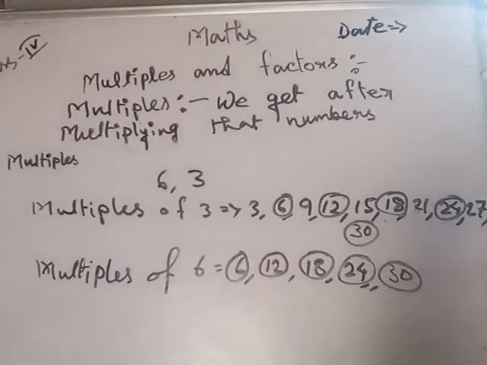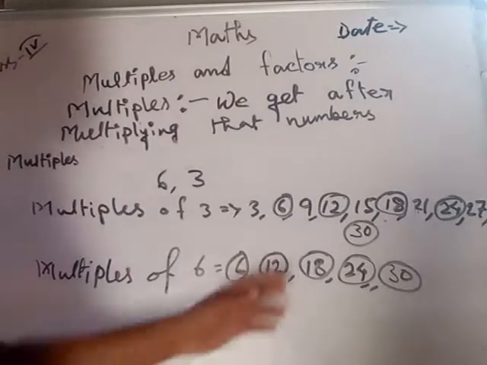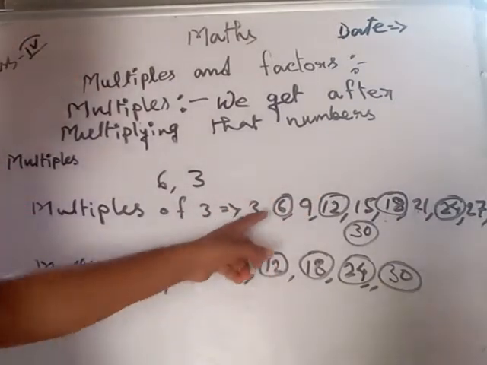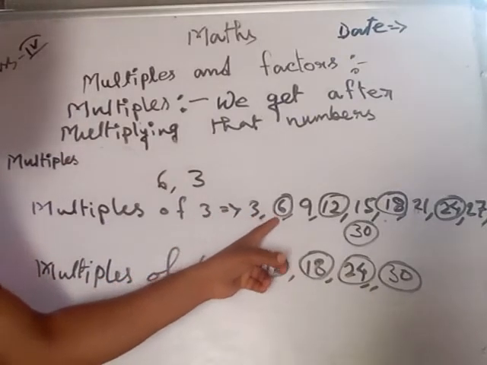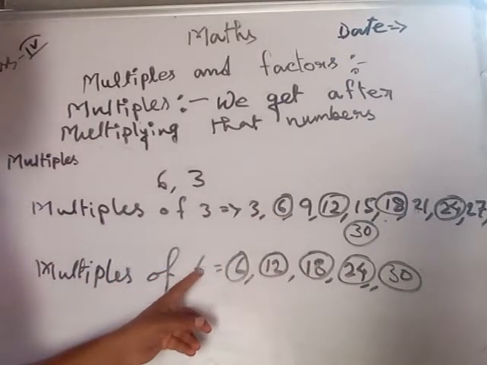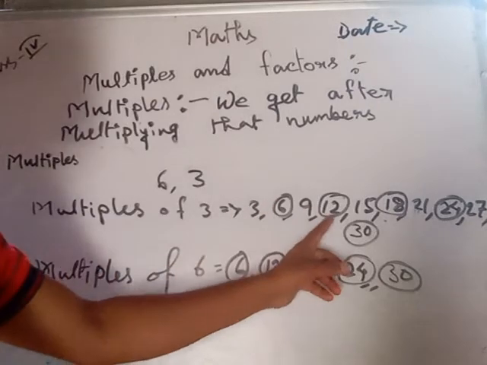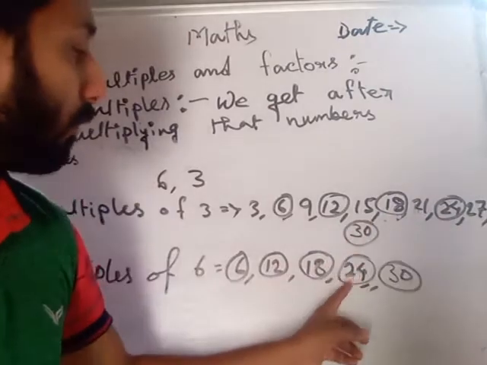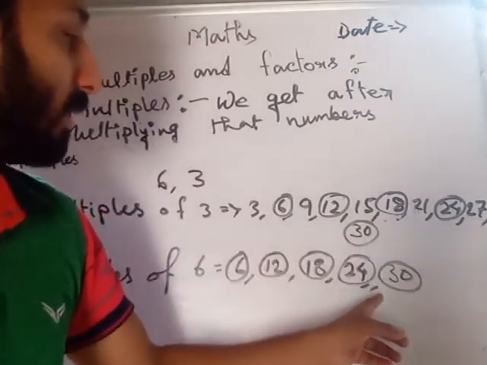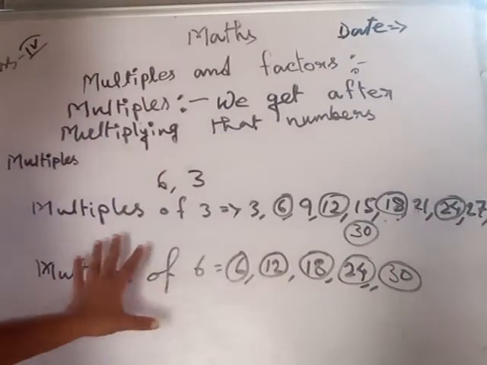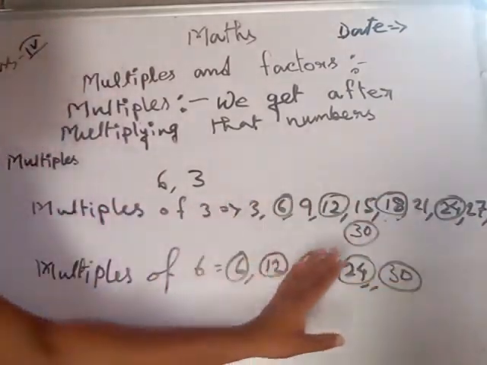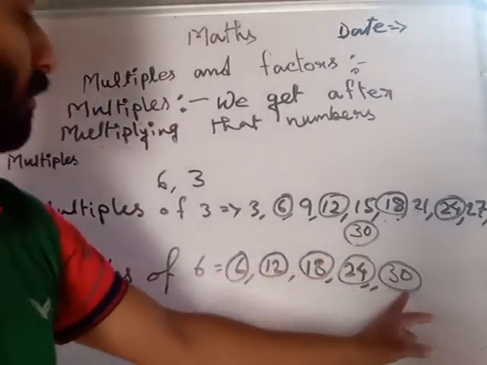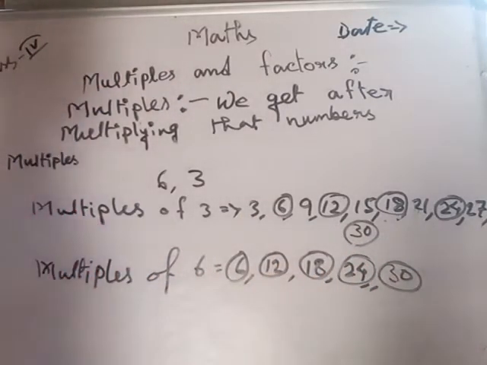These are called the common multiples. That means we should find out the numbers that are the same in the multiples of 3 and 6. 6 is in the multiples of 3 and also in the multiples of 6. 12 is in there, 18 is in there, 24 is in there, but 27 is not in there. That means it is not a common multiple, only a multiple of 3. After that, 30 is a multiple of 3 and a multiple of 6 also, so we can find 30.